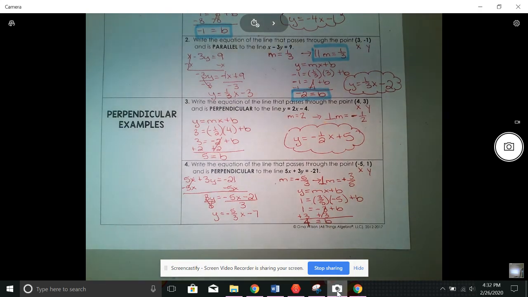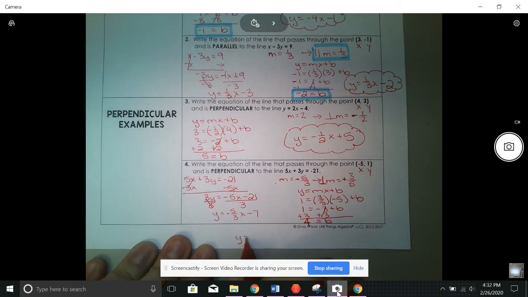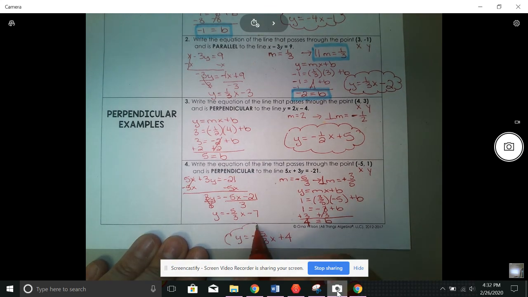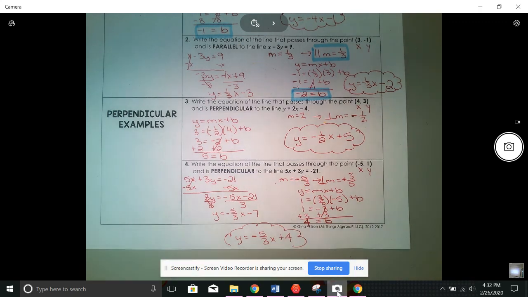Now to write my whole equation, I need to use the perpendicular slope and the y-intercept we just solved for, which is a positive 4. If you were to graph our final answer compared to the original problem, they would hit at an exact 90-degree angle.